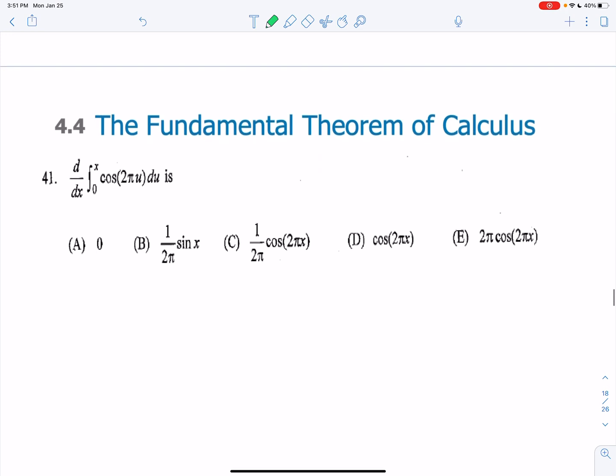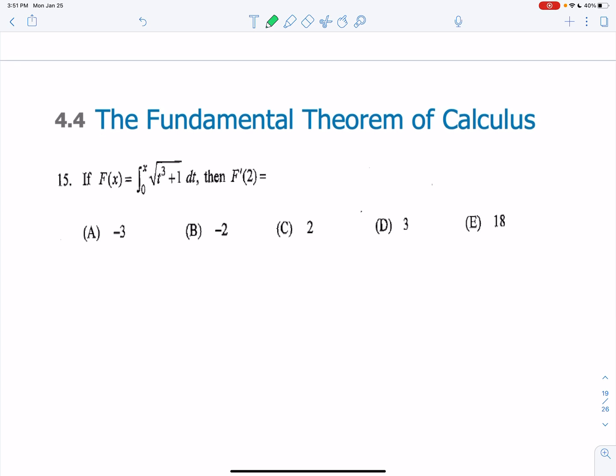Let's do this one here. Press play when you're ready. Okay, we're taking the derivative of an integral. We're plugging in x here. So that's the cosine of 2 pi x. Which one is that? Oh, yeah, there we go. Right there. Boom. And then you're done.